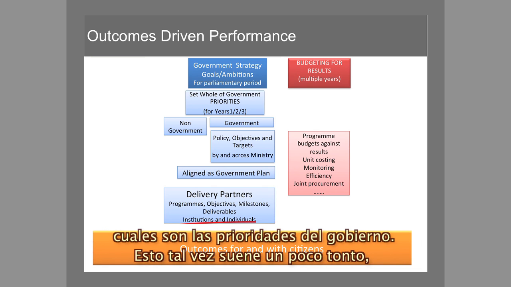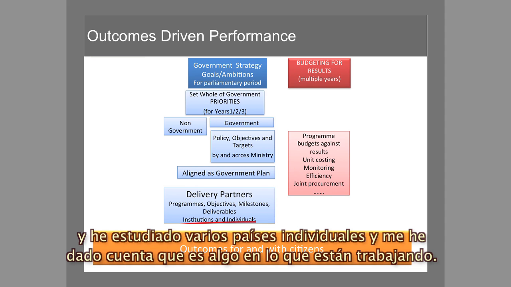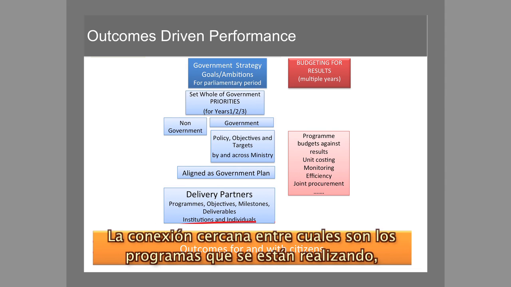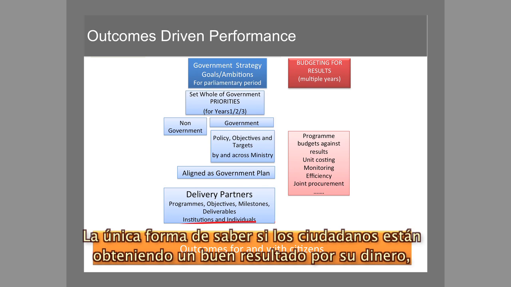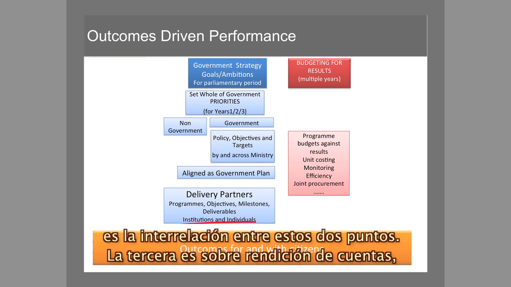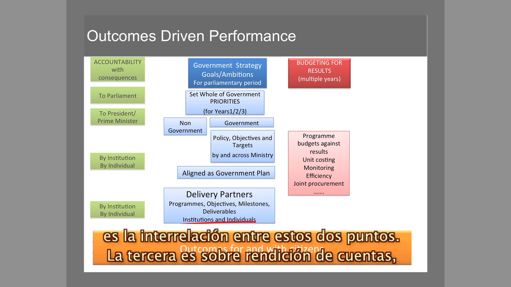Now that might sound a silly statement, and I've looked at a number of your individual countries and I realize it is something that many of you are working on. It's the very close alignment between the programs being put in place, the objectives, and where the money actually goes. The only way to know whether citizens are getting good value for money is the interrelationship between those two. The third is about accountability.